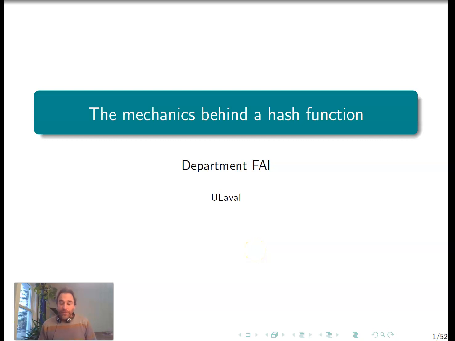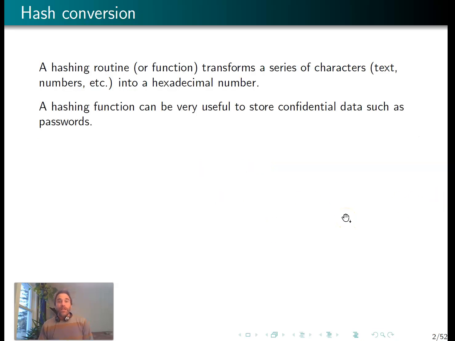Hi, this presentation will show the mechanics behind a hash function. A hashing routine, a hash function, a hash conversion formula, transforms a series of characters, which could be text, numbers, or a sequence of transactions, into a fixed size hexadecimal number.